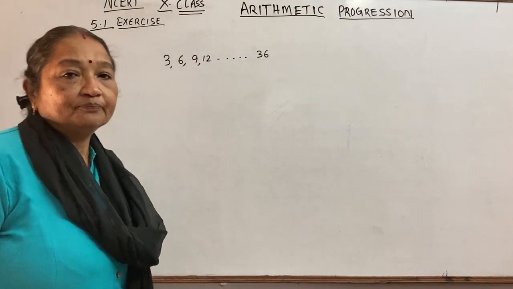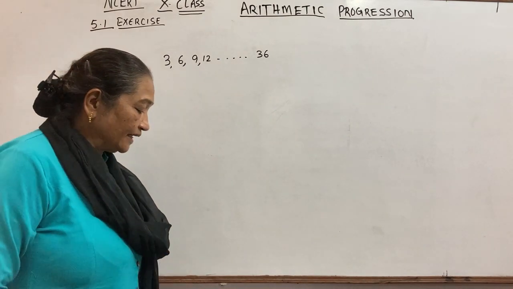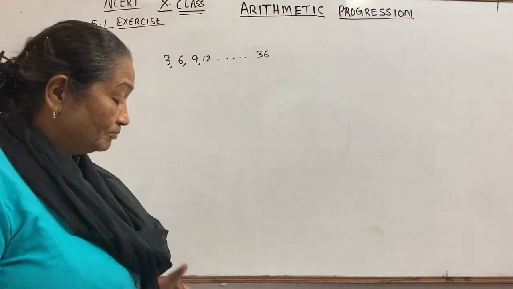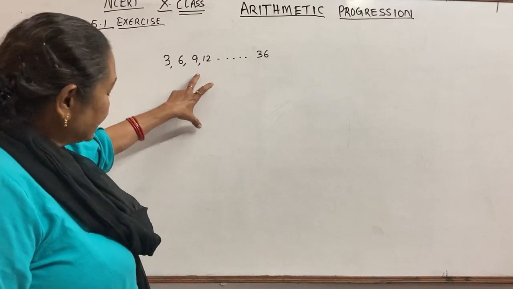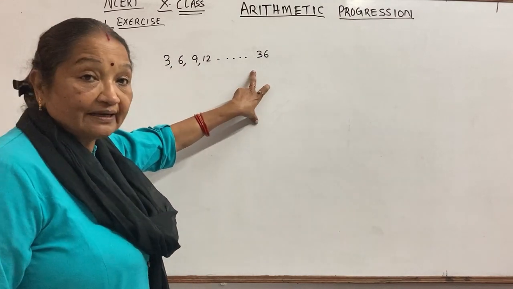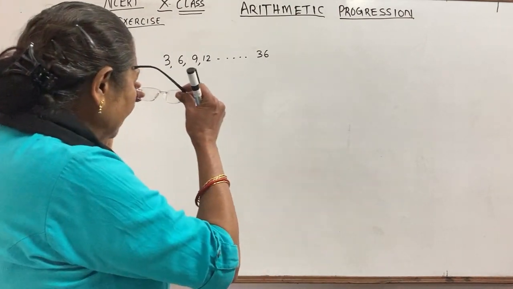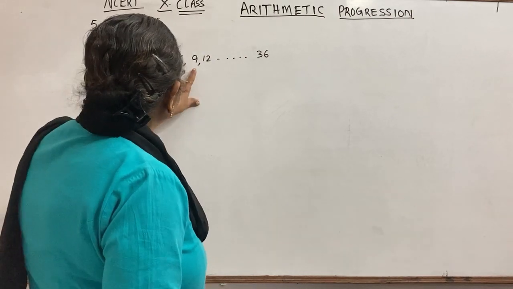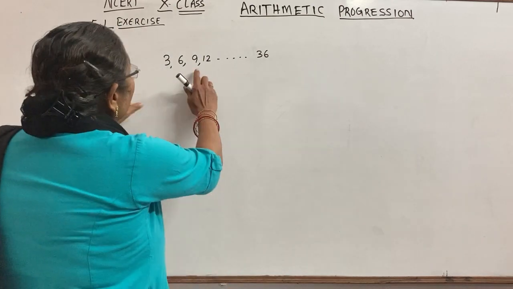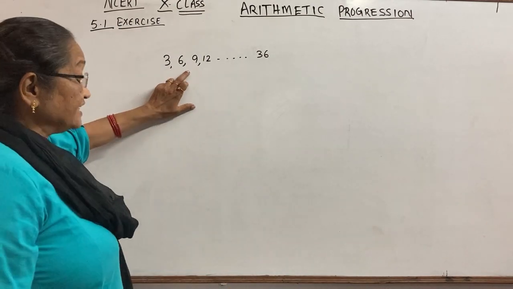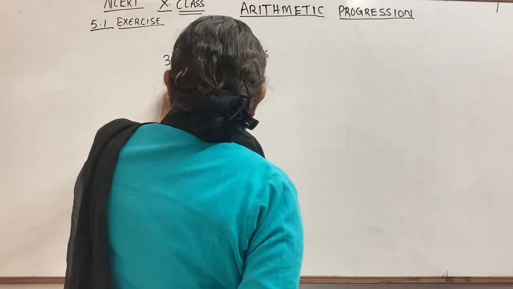Going to tell you what is AP, arithmetic progression. In short, what we say AP. So AP is a list of numbers in which each number, these numbers are known as terms, each term is obtained by adding a fixed number to the preceding term except the first term.